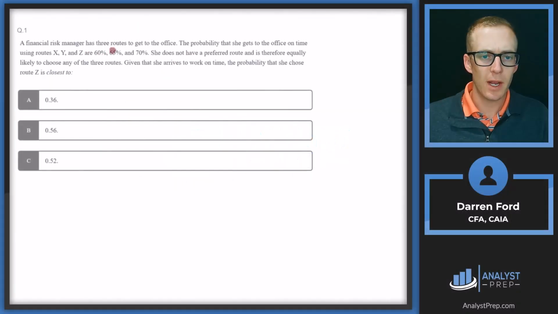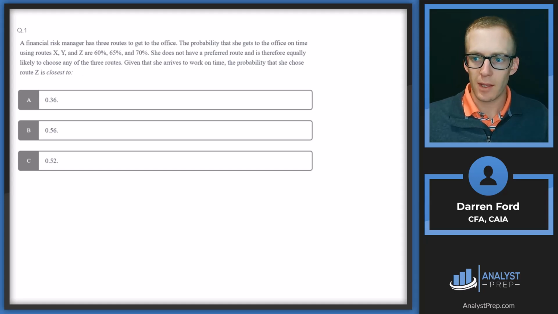A financial risk manager has 3 routes to get to the office. The probability that she gets to the office on time using routes X, Y, and Z are 60%, 65%, and 70%. She does not have a preferred route and is therefore equally likely to choose any of the 3 routes. Given that she arrives to work on time, the probability that she chose route Z is closest to.